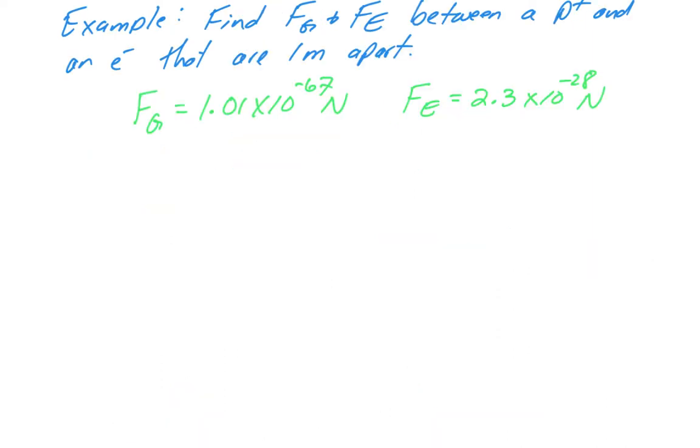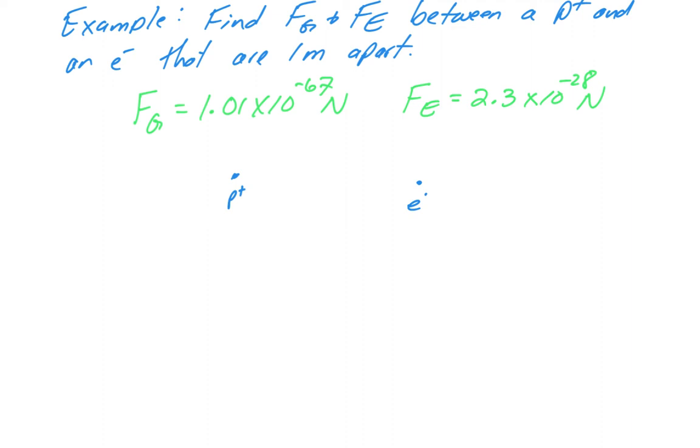Okay. You should have found that the force of gravity is 1.01 times 10 to the negative 67th newtons, and the electrostatic force was 2.3 times 10 to the negative 28th newtons. Obviously, the electrostatic force is significantly larger than the gravitational force. So what does that mean? That means that if I have a proton here and an electron here, and I want to do a free body diagram, let's say just for the electron, there are 2 forces acting on there. Let's assume for right now that there is nothing else in the universe, just this proton, just this electron. You've already calculated the magnitude of those forces.